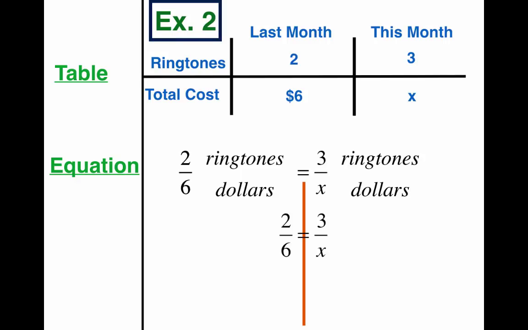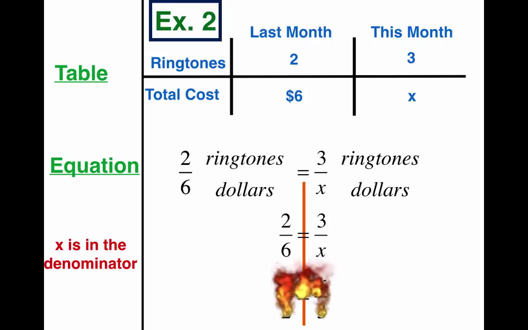Now, as I'm writing it down, do you notice this? It's different than the other problems, because where's X? X is in the bottom of the fraction. It's in the denominator. That's a different location than the last couple of examples. But I'm going to fix that. If I don't want X in the denominator, watch this. I'm going to flip it over, as long as I flip all the fractions. So now I have 6 over 2 equals X over 3.